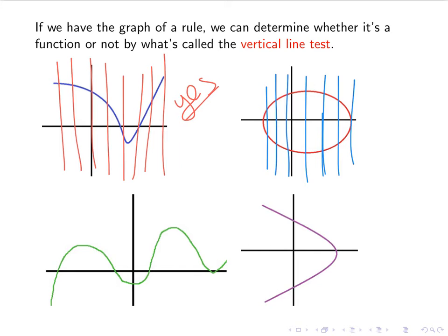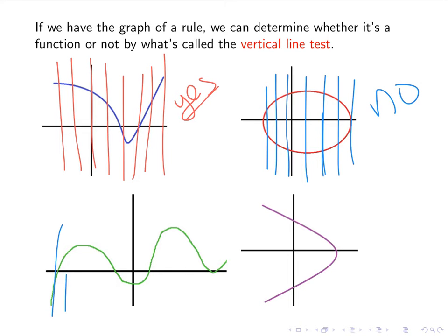And do any of my vertical lines hit the function more than once? Yes. All of them except for that last one hit the function twice, hit the rule twice, which means it is not a function. So I'm going to say no. It's not a function. It hits the graph more than once. Okay, so we go down to our green one.